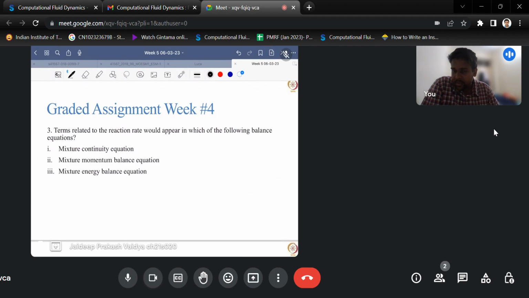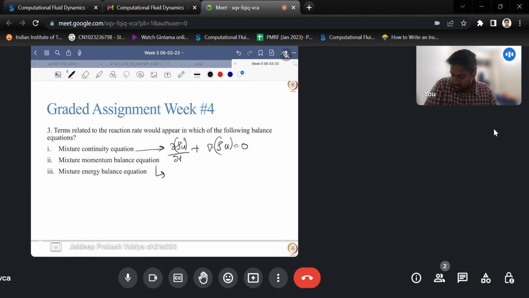Moving on to the next question, the terms related to the reaction rate would appear in which of the following equation? The mixture continuity equation is given by dou rho by dou t plus del dot rho times u is equal to 0.